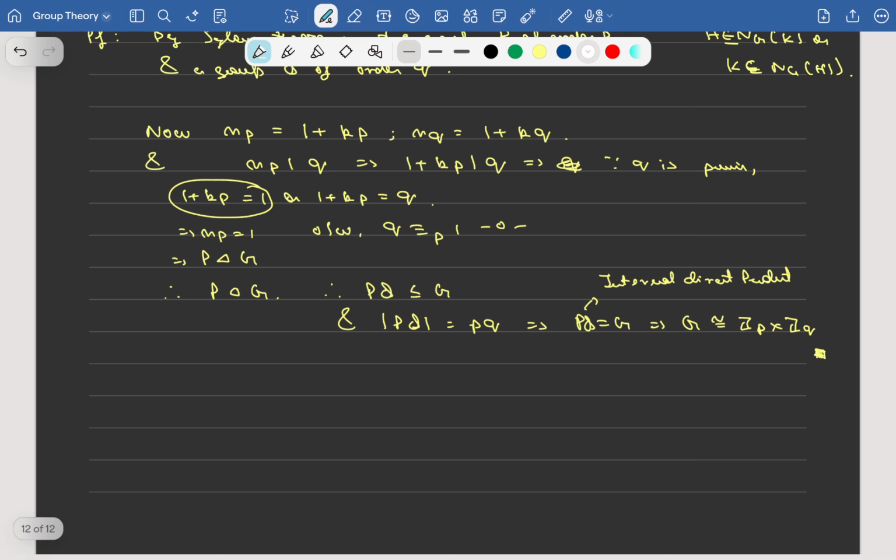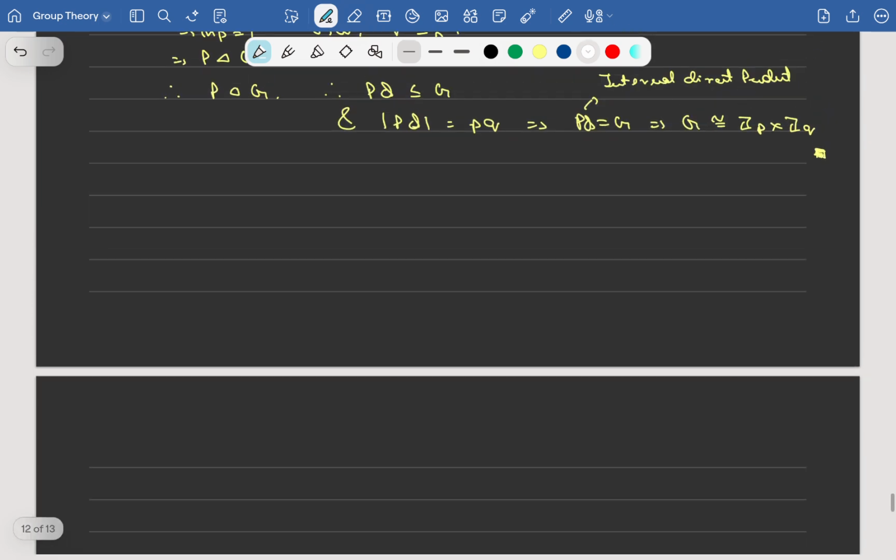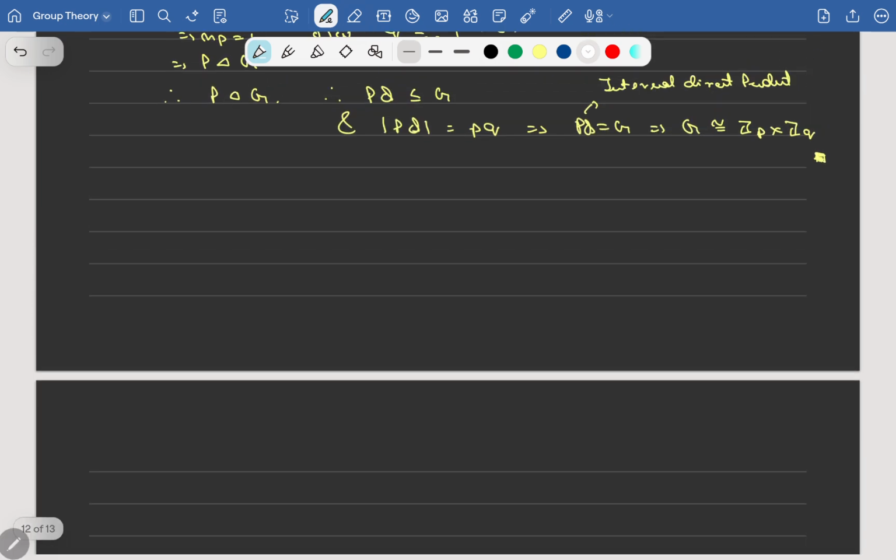Fine. Now let us finally get into the notions of abelian groups. Here I won't be getting into much detail, but let us just give a brief idea about what abelian groups are. Before that, let me present the theorem of Cauchy, which is a very, very important theorem.